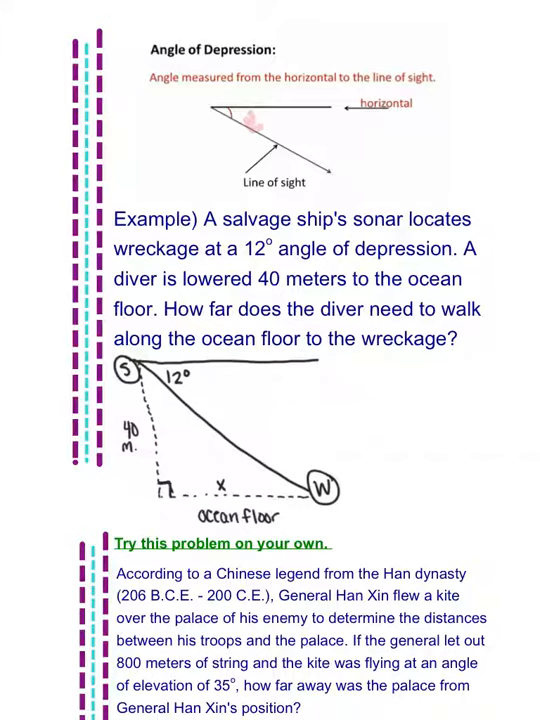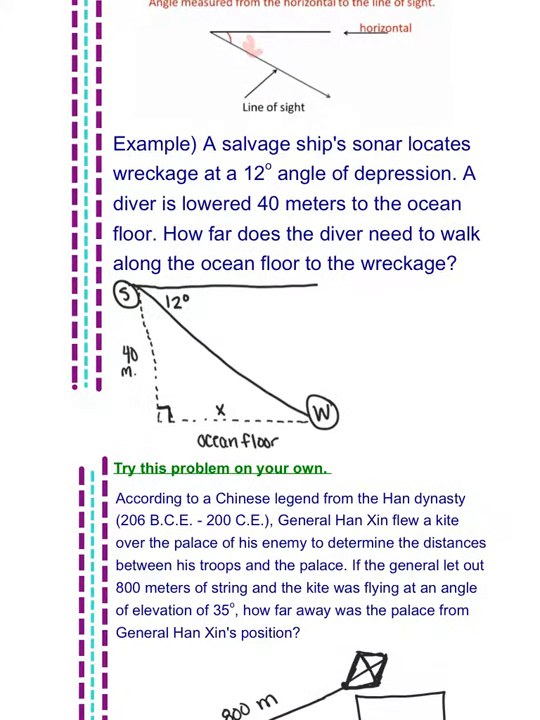It says, a salvage ship sonar locates wreckage at a 12-degree angle of depression. So here you have my ship, my salvage ship's sonar right here, starting with a horizontal line, shifts, looks down towards some wreckage. Here's my wreckage right here, and that angle is 12 degrees.